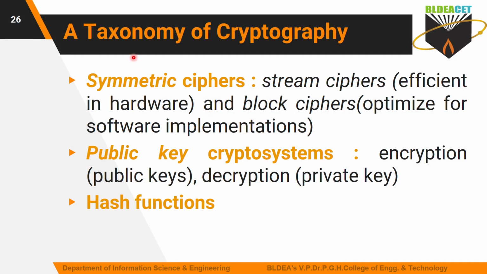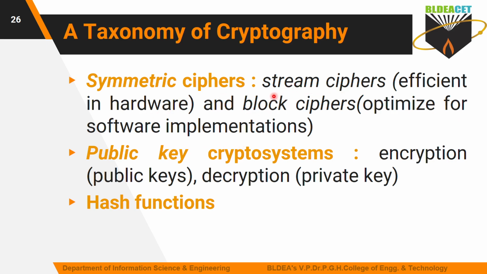So next is the taxonomy of cryptography. Here one of the methods is symmetric ciphers. In symmetric ciphers, once again you have two methods: one is the stream cipher and the other is the block cipher. Stream ciphers are efficient in hardware, whereas block ciphers are optimized for software implementation. Block ciphers are suitable for software, and stream ciphers are efficient for hardware.